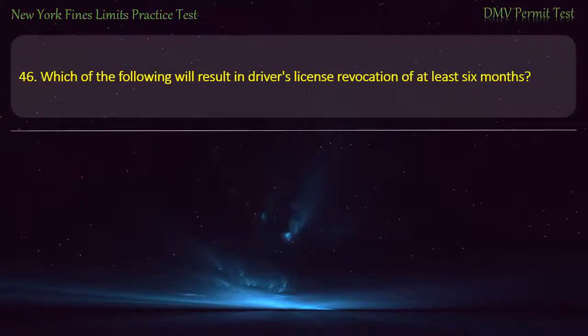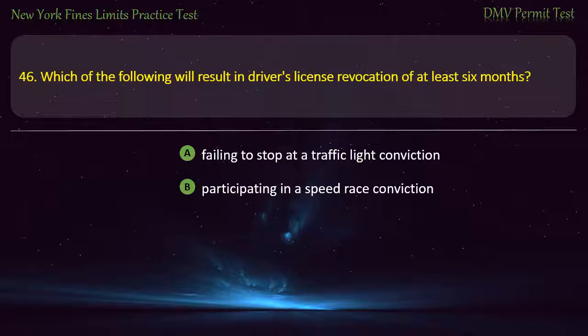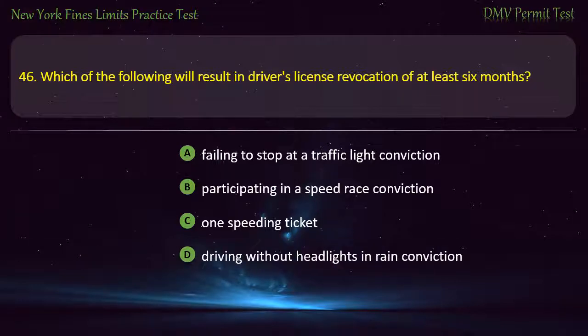Question 46. Which of the following will result in driver's license revocation of at least 6 months? Failing to stop at a traffic light conviction. Participating in a speed race conviction. 1 speeding ticket. Driving without headlights in rain conviction. Answer: Participating in a speed race conviction.